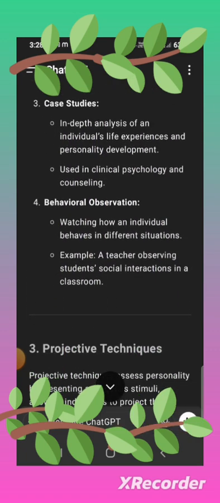Case studies. A case study is an in-depth study of an individual's life, behavior, and personality, used in clinical psychology and therapy. Behavioral observations. Psychologists observe how a person behaves in different situations. Example: a teacher watching how students interact in a group project.